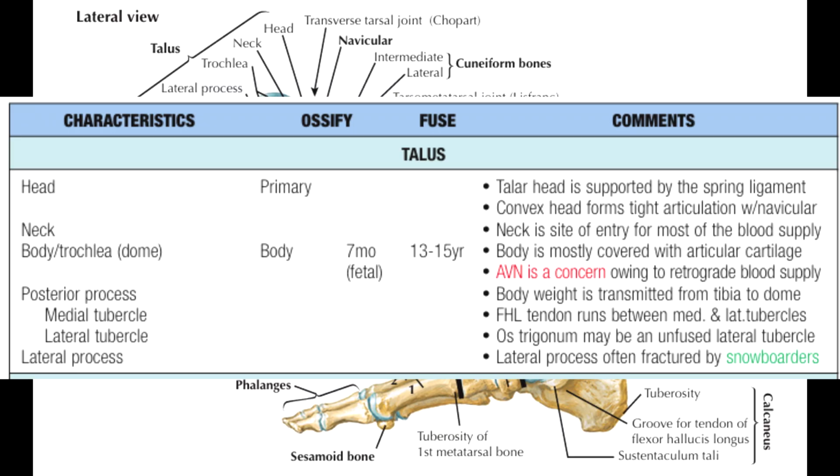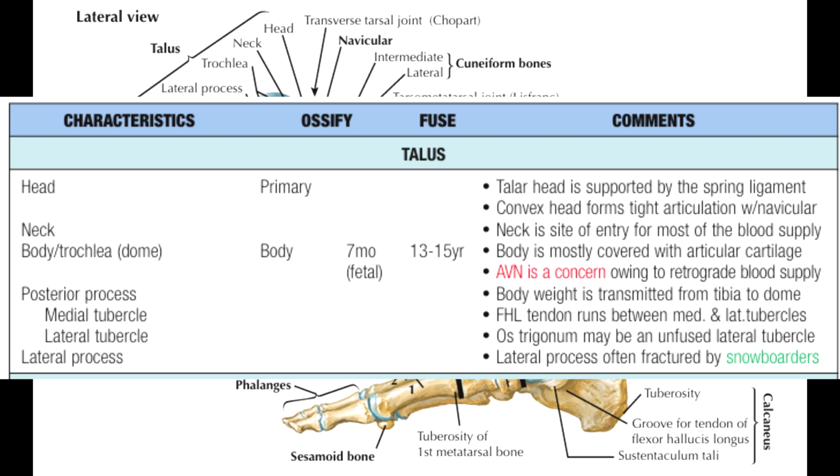Clinically, the talar neck is one of the most critical regions because it serves as the entry point for the blood supply to the talar body. This is why fractures of the talar neck are so dangerous. They interrupt retrograde blood flow, predisposing the talus to avascular necrosis.